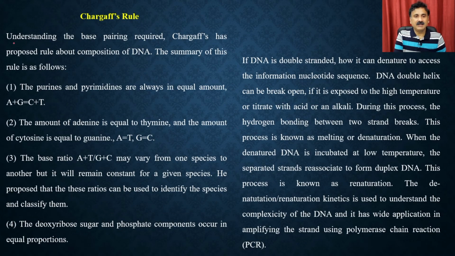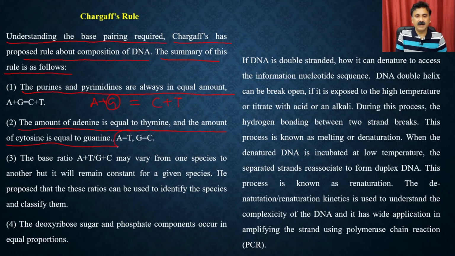Now, the additional advantage is that you can use this particular type of base pairing rules to calculate even the composition of the DNA. Understanding the base pairing, Chargaff proposed the rule about the composition of the DNA. The summary of this rule is as follows. The purines and the pyrimidines are always in equal quantity, which means A plus G is equal to C plus T. So if I give you the amount of G, you can calculate the amount of all other bases.